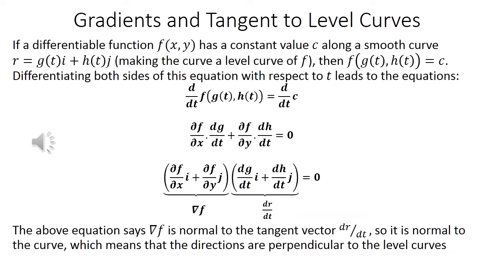We can write this equation as two brackets: partial f partial x times i plus partial f partial y times j, times dg by dt times i plus dh by dt times j, equals 0. The first part is the gradient of f, and the second part is the first derivative of r with respect to t. The above equation says that the gradient of f is normal to the tangent vector dr by dt. So it is normal to the curve, which means that the gradient direction is perpendicular to the level curve.